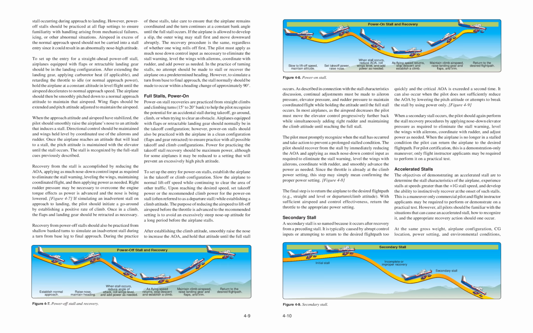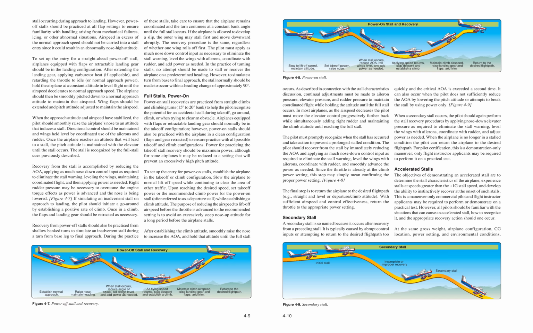Establish normal approach. Raise nose. Maintain heading. Figure 4.7. Power-off stall and recovery. When stall occurs, reduce angle of attack, roll wings level, and add power as needed. As flying speed returns, stop descent and establish a climb. Maintain climb airspeed, raise landing gear and flaps, and trim. Return to the desired flight path.